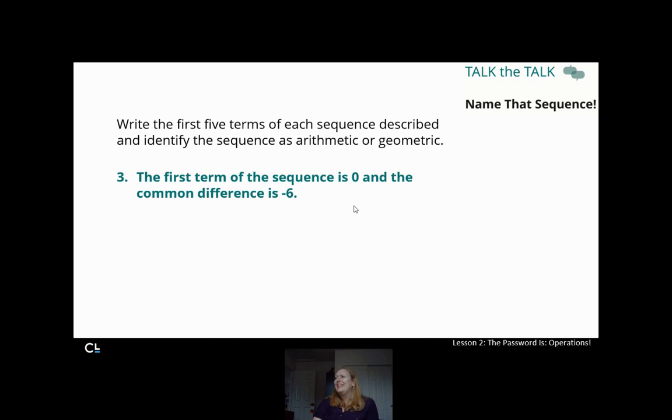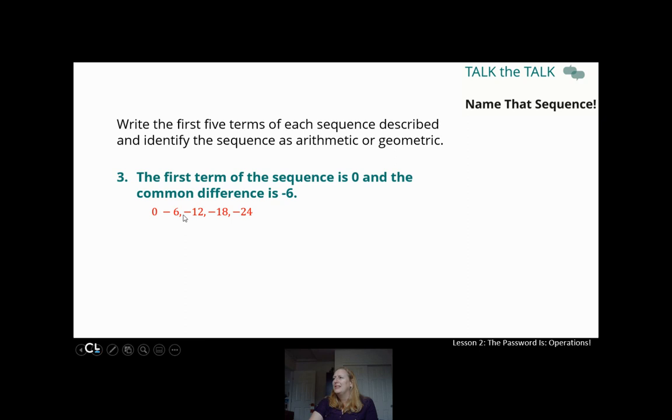Number 3, the first term of the sequence is 0, and the common difference is -6. Common difference means it's an add or subtract guy, and if that's a -6, I am subtracting 6. So I'm going to start with 0. 0 minus 6 is -6.